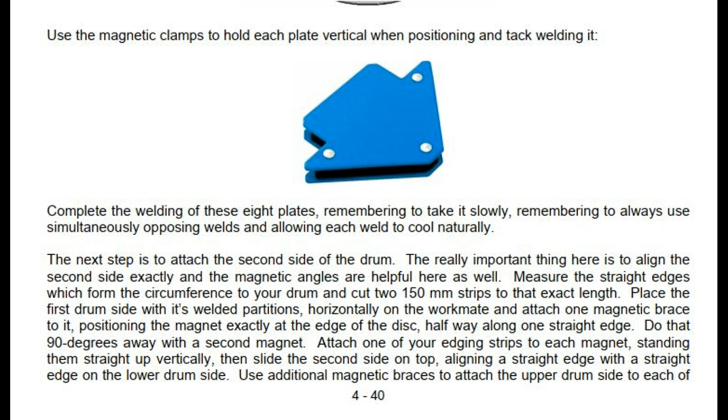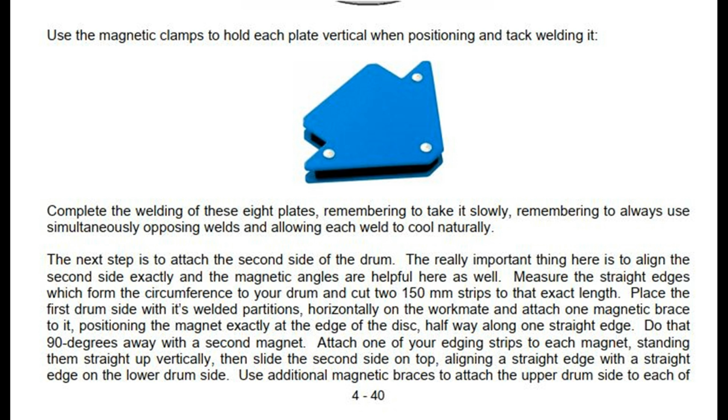The next step is to attach the second side of the drum. The really important thing here is to align the second side exactly, and the magnetic angles are helpful here as well. Measure the straight edges which form the circumference to your drum and cut 2 150 mm strips to that exact length. Place the first drum side with its welded partitions horizontally on the workmate and attach one magnetic brace to it, positioning the magnet exactly at the edge of the disc, halfway along one straight edge. Do that 90 degrees away with a second magnet.